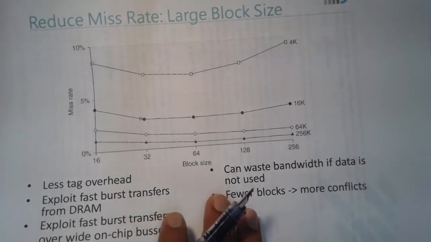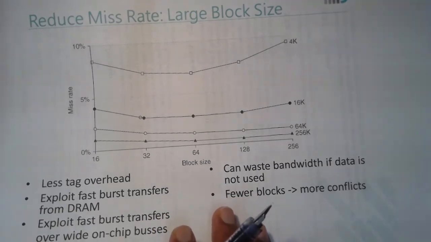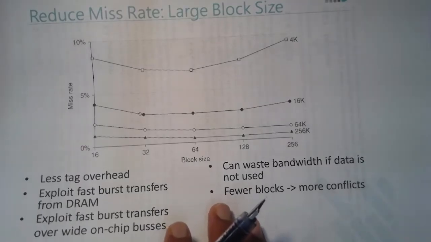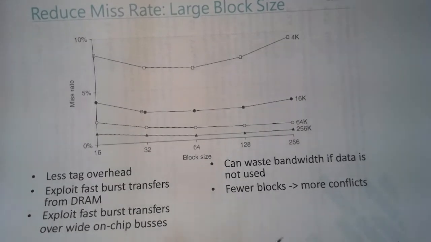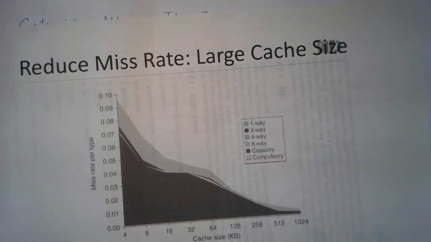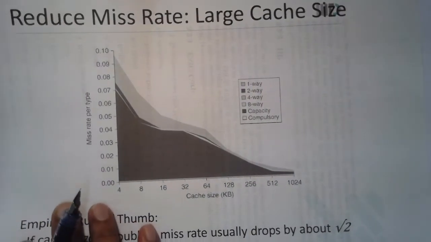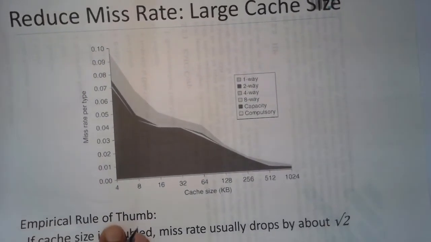So 64 byte looks like a very standard block size for reducing miss rate. All right. Okay. So now if we want to reduce miss rate further, one approach could be to use larger and larger caches. Again, these plots are created from experimental results.